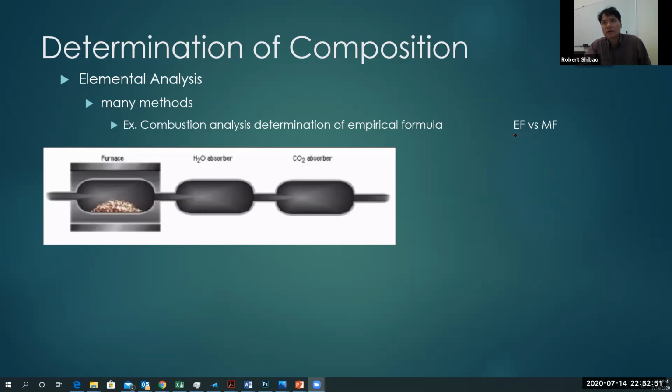There's something called the empirical formula, and there's something called the molecular formula. Empirical is the simplest whole number ratio. Simplest ratio. Molecular formula is the ratio found in the molecule.